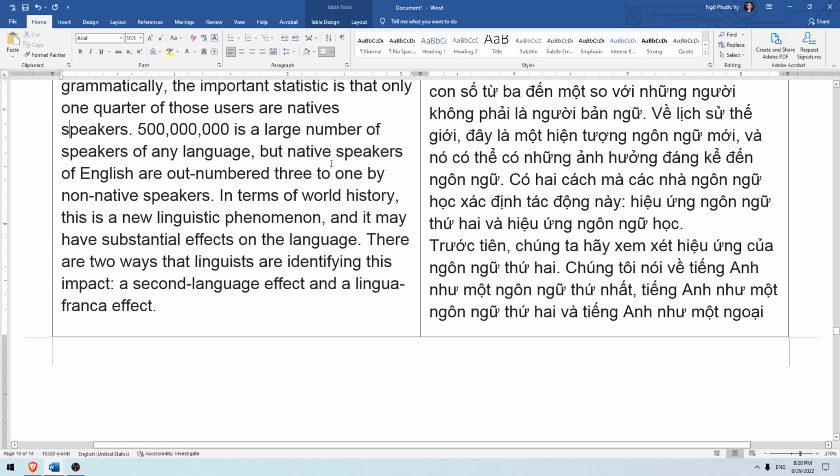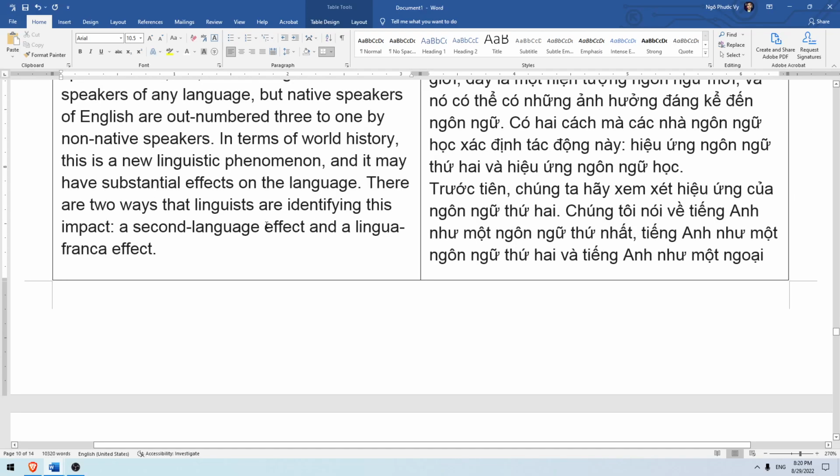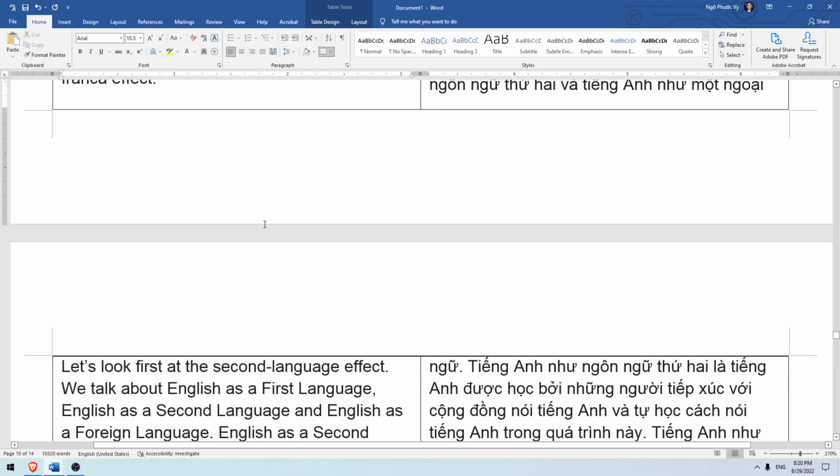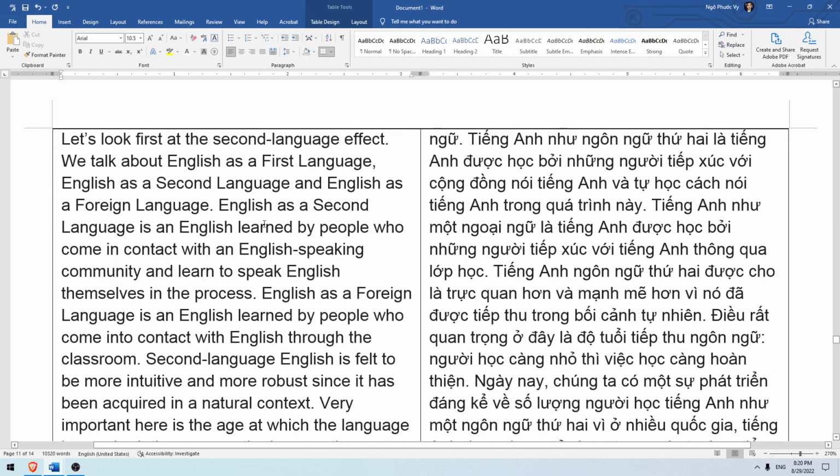Five hundred million is a large number of speakers of any language, but native speakers of English are outnumbered 3 to 1 by non-native speakers. In terms of world history, this is a new linguistic phenomenon. It may have substantial effects on the language. There are 2 ways that linguists are identifying this impact: a second language effect and a lingua franca effect. Let's look first at the second language effect.